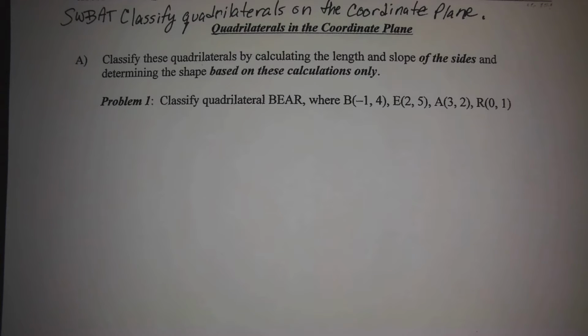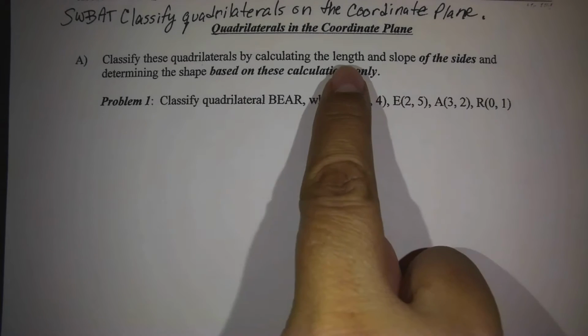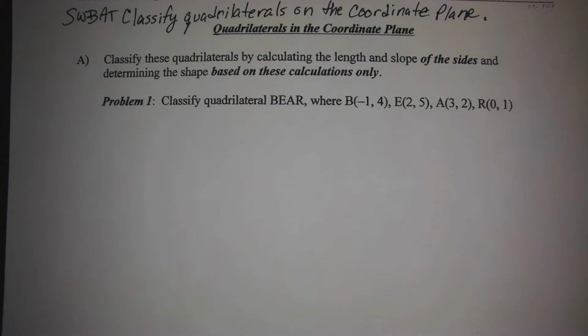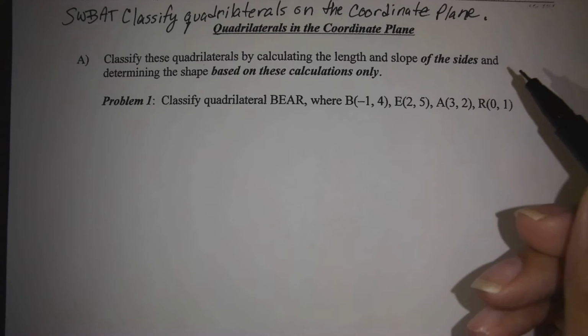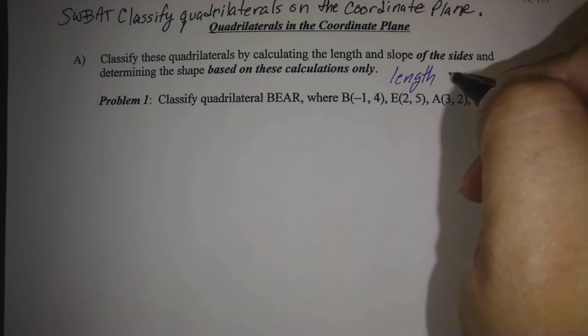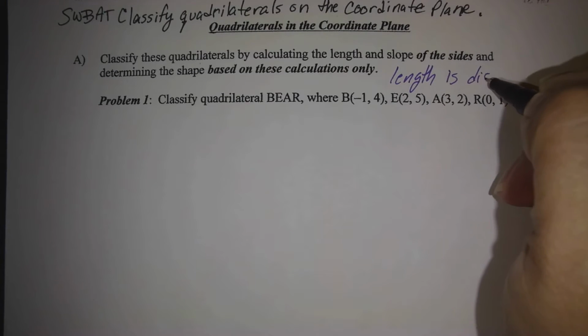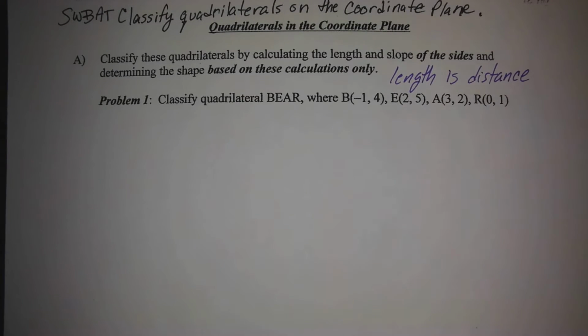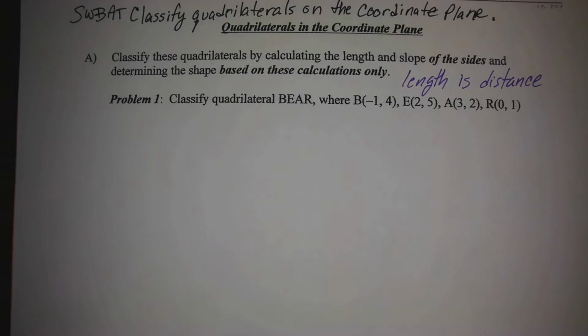So to be able to classify them, we're going to need slope and we're going to need length. So one of the things that I want you all to make a note of is that length is distance. So we're going to be using our distance formula once again. And we're going to be revisiting a concept from algebra called slope. So we're going to have a little bit of work to do here. So let's go ahead and get started.